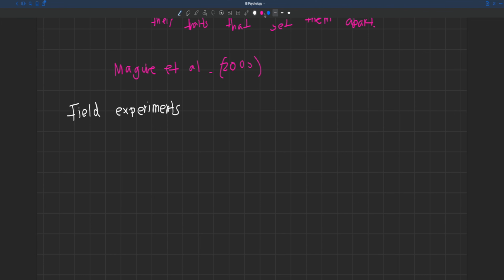Field experiments are typically conducted in a real-life setting. So this is naturally the participant's natural environment. So if you're trying to see how well a student does in a test, if it's a field experiment, it would be done in a real-life setting, which means it should be done in a classroom. So, conducted in a real-life setting.